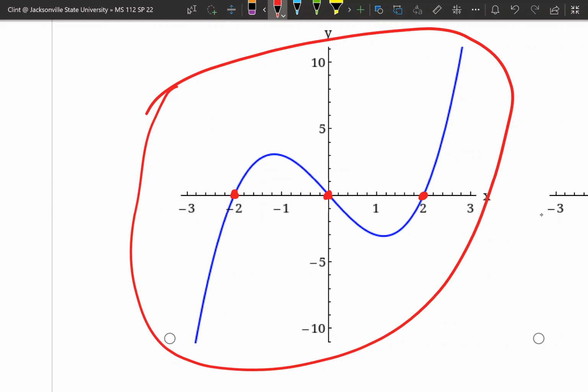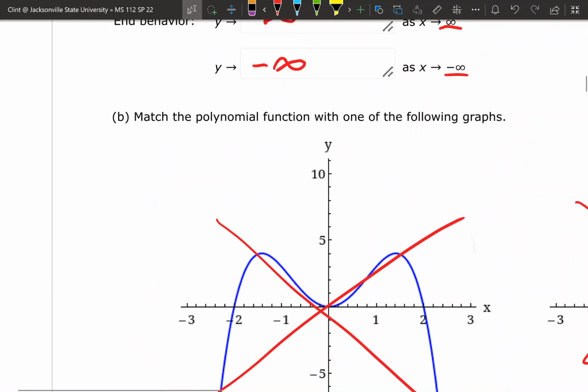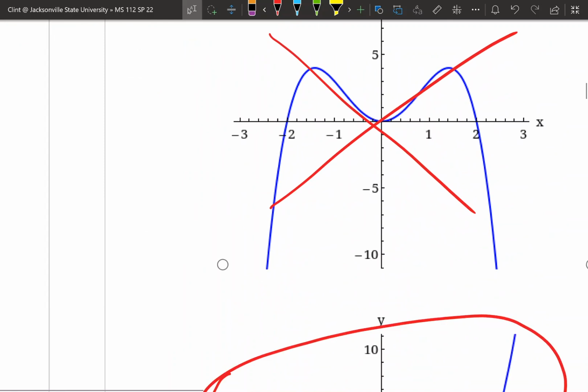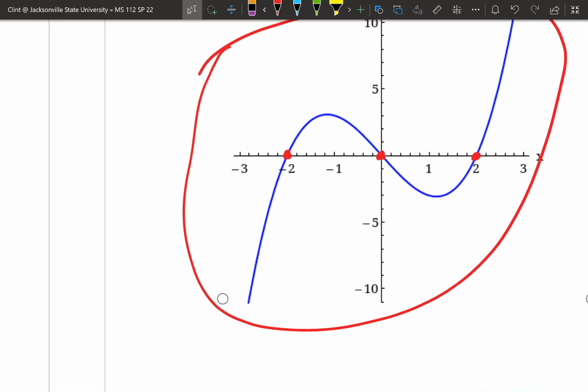So all those numbers, -2, 0, and 2, should give us 0 if we plug them in. We can double check that here. Okay. If we plug in 0 for x, we'll have 0 times something, so that's 0. If we plug in 2, we'll have 2 times 2 squared is 4, minus 4 is 0, so that'd be 0. -2 squared would be 4, minus 4 would be 0. So all 3 of those would give us 0 for this polynomial. So that's another way to verify that that's the proper graph. Because sometimes you have more than one with the right end behavior, right? The correct end behavior.